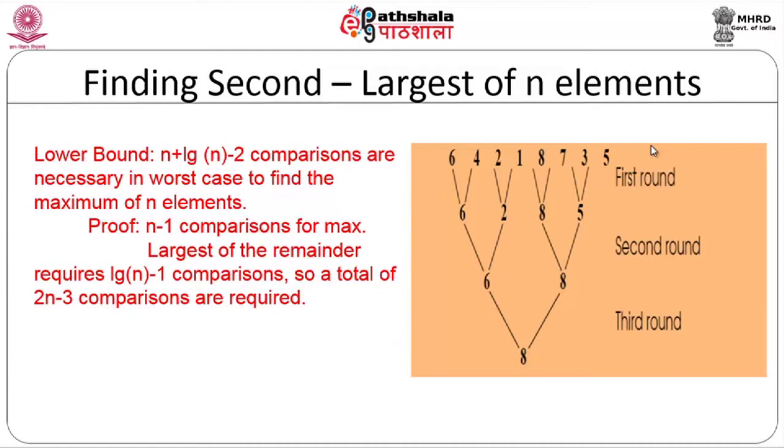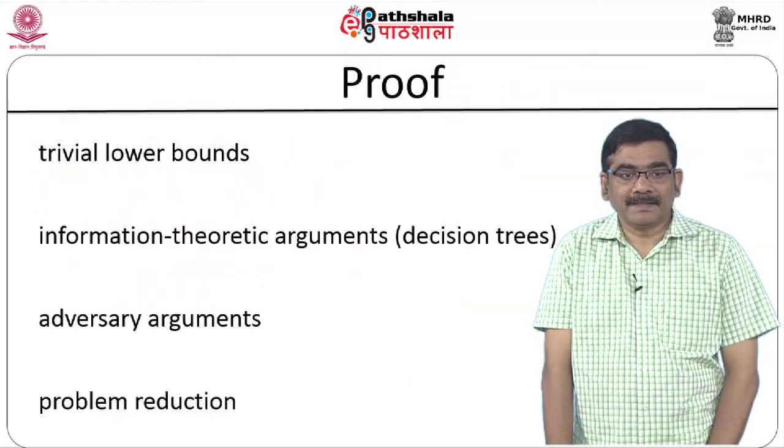We can also find one more bound, that is n plus log n minus 2. How? N minus 1 comparisons are required for finding the maximum, and for finding the second largest, you know very well that it must be among those that lost to the first number. So, for that you require log n minus 1 comparisons. So, the total is n plus log n minus 2 comparisons.